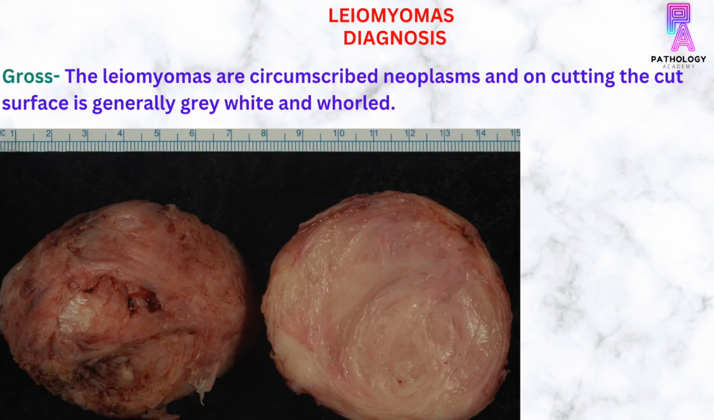Coming to the gross features of a leiomyoma. The biopsy can be received as a myomectomy specimen, or it can be received as a total abdominal hysterectomy specimen. Whenever we cut the leiomyoma, we always see that leiomyomas are circumscribed neoplasms and the cut surface is generally gray white and whorled.